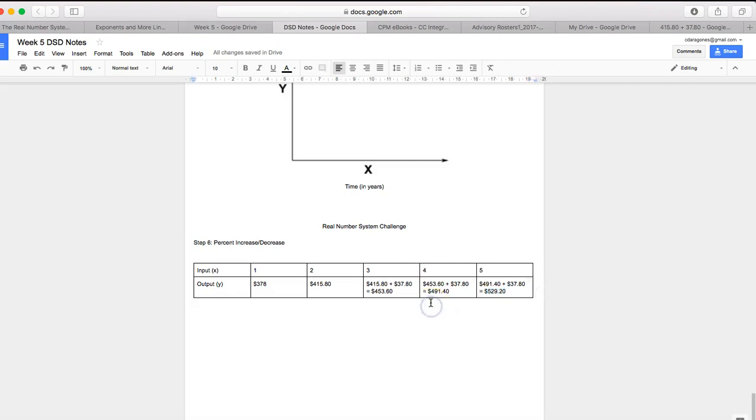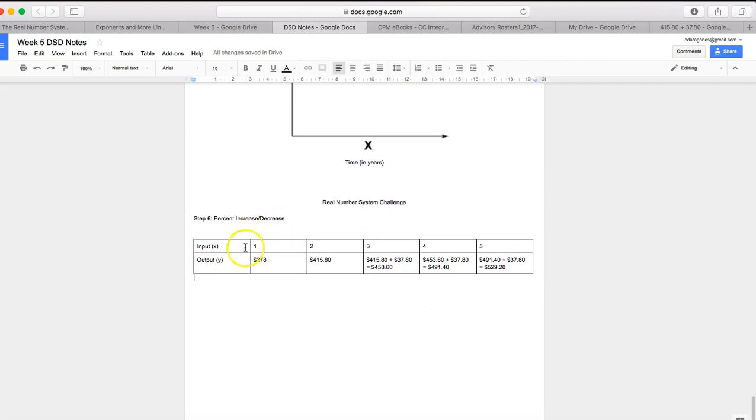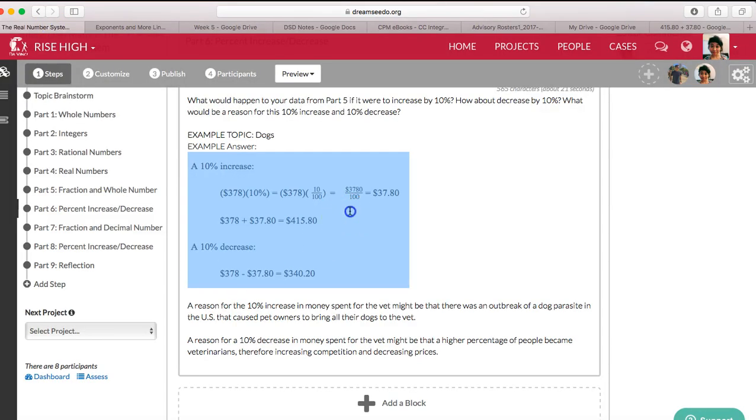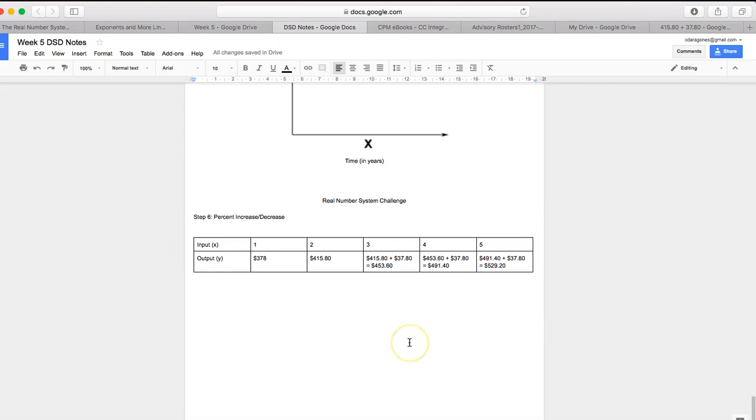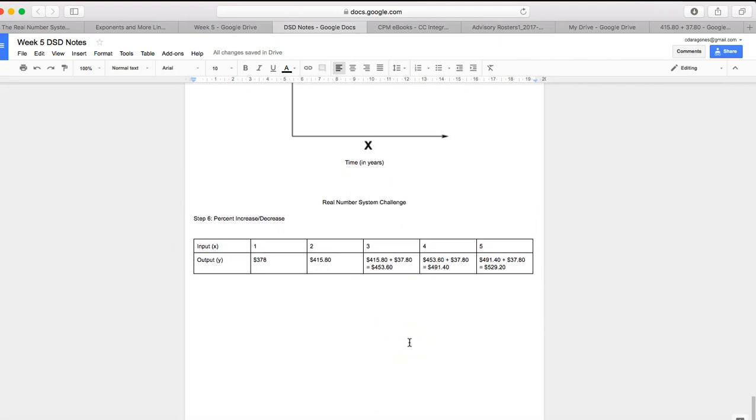So I would like for you to do the same with your statistic. Your first column is going to be whatever your original statistic was. So 1,000 people go to concerts every year. Whatever it was that you chose, that's your first point. Then your second point is that 10% increase that we worked out in step 6. Then the next point after that is again the 10% increase. So I added another 37.80 and so on and so forth till you have 5 points. So go ahead, pause the video here, create your data table, and then when you're finished, you can keep the video going.